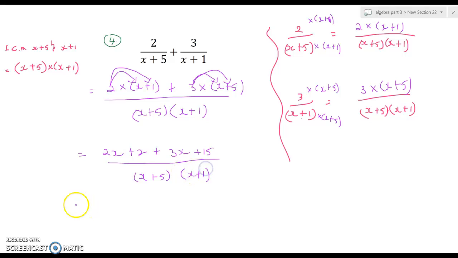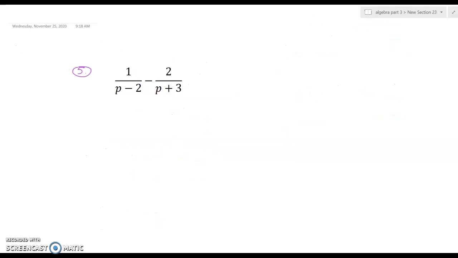And now we could just simplify the top. 5x and then 2 plus 15 is 17, right? And let's put it over the denominator. That's your final answer. 5x plus 17 all over x plus 5 by x plus 1, right? So not too bad. And okay, the last question.